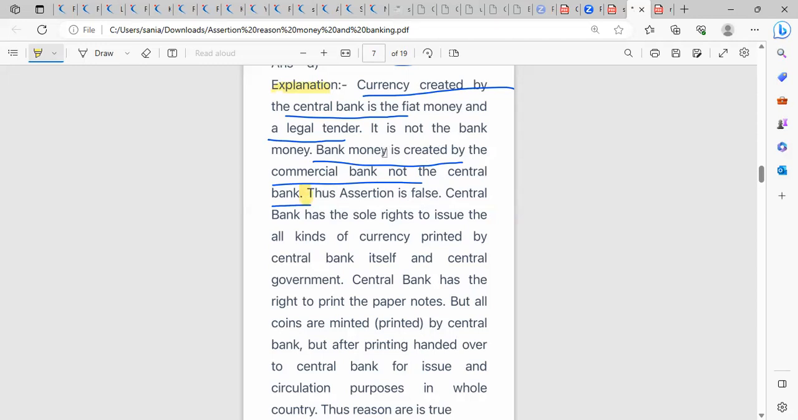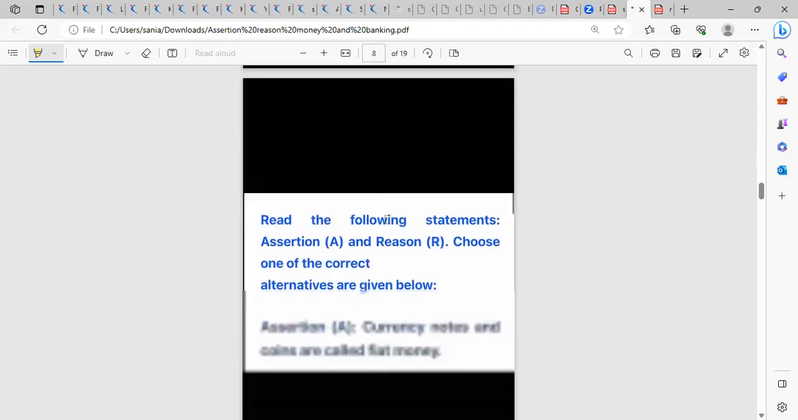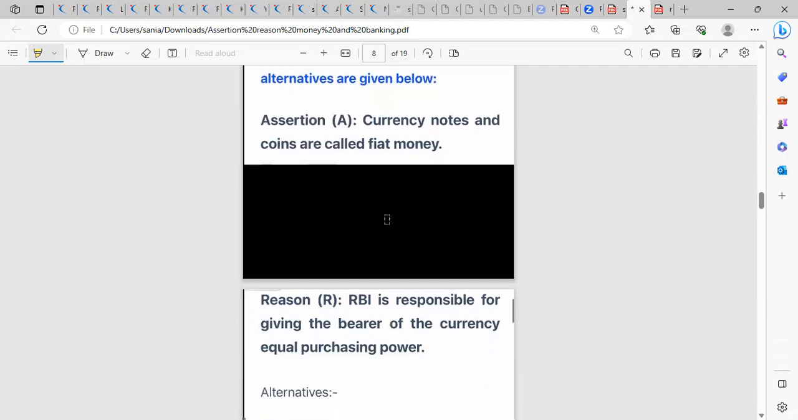Currency which is created by the central bank is known as fiat money. Sometimes they'll give you like this: currency created by the central bank is known as bank money. No, it is not. It's a fiat money. Or sometimes they will give you that the money created by the commercial bank is known as fiat money or legal tender. At that time also people think, okay, fiat, legal tender, yes. No, the currency of the central bank is different and the currency which the commercial bank is creating is different. Okay, ma'am.